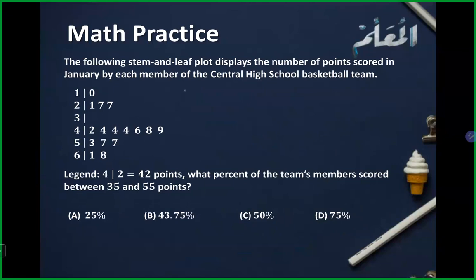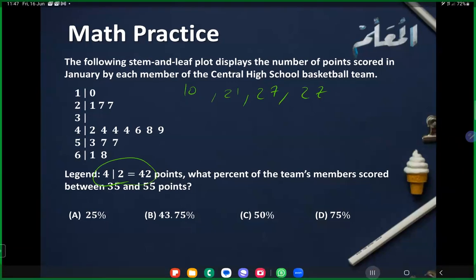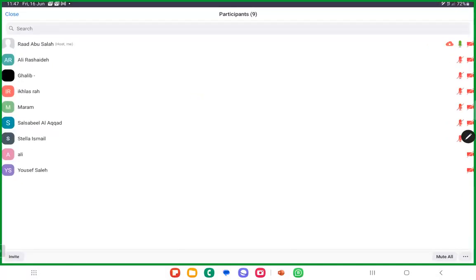Last thing in statistics I need you to remember is stem and leaf. How you can read data? It's 10, 21, 27, 27. That's how you read it. Then you write the data and then you can solve the question. Always remember that. Let's solve some questions.